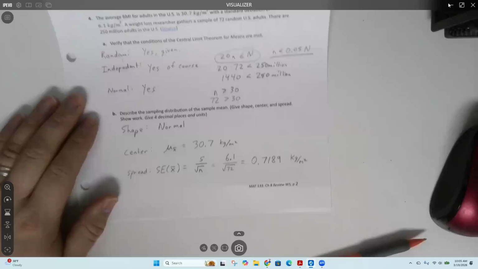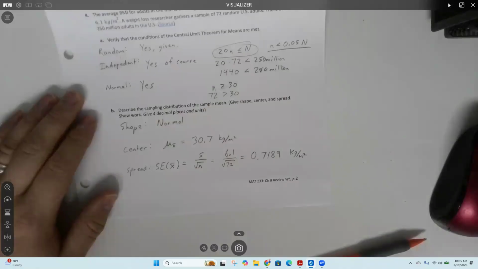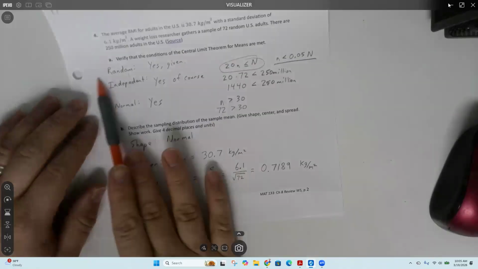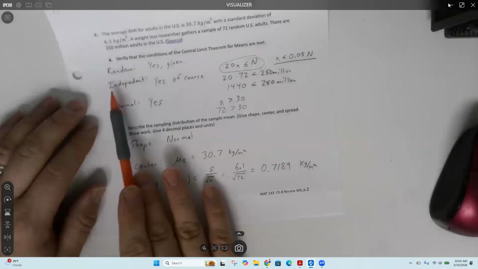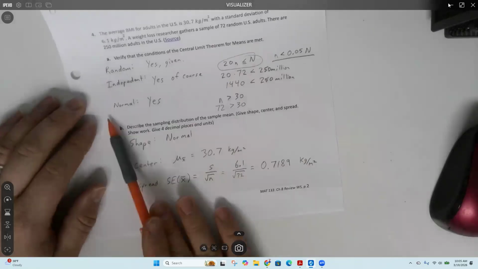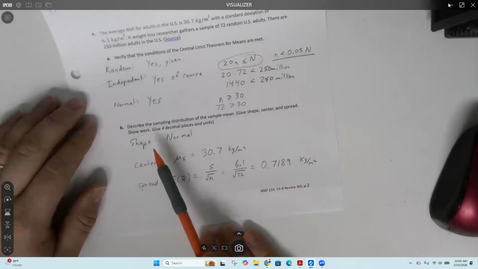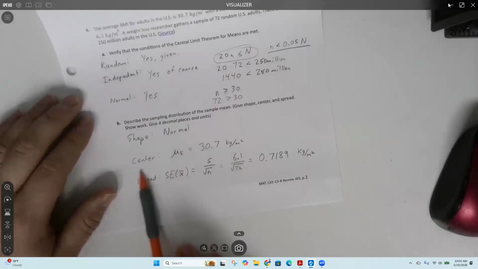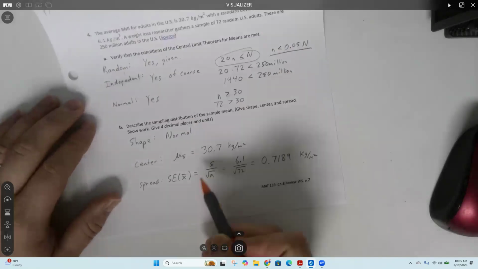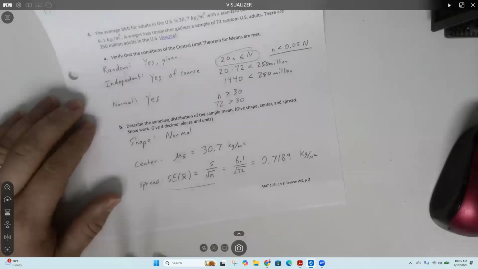Don't worry. If you found that confusing, that's okay. I was spouting a lot of theory and stuff. The actual calculation, the actual steps: random. You just check, make sure the word random's in there. Yes, given. Independent. We use this formula, plug in the numbers that we have. Normal. You just have to check that n is bigger than 30. Shape is always going to be normal. Center, you just write out what the mean is. And then the spread is the only part that you actually have to do any work. Use this formula here, and you're good. Okay?